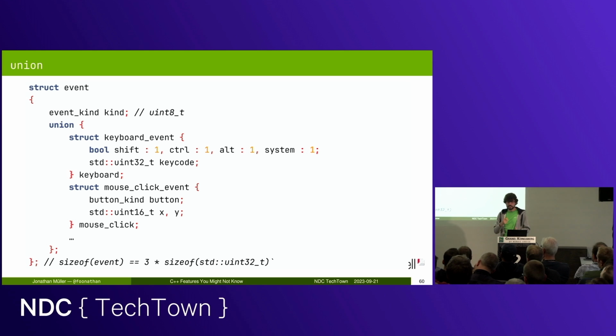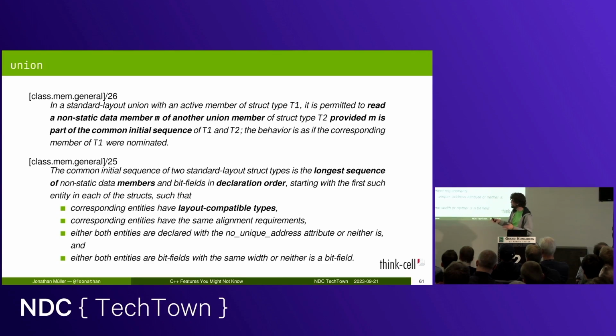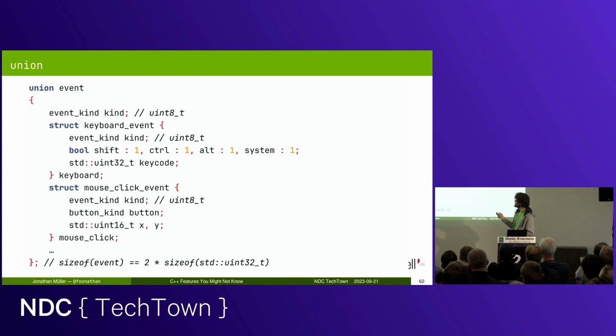So in standard C++, you're only allowed to access the union member that is currently active. But there's one exception. And that exception has to do with when you want to read a member of the active union member that is also present in another union member. There's standardese, I put it on there, it's a bit convoluted. It talks about the common initial sequence, which is just a sequence of members that are layout compatible. Details don't matter.